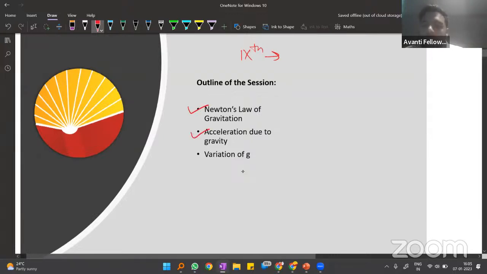Okay. Acceleration due to gravity. What is acceleration due to gravity? What actually is it? How does the value of g come out to be 9.8 meters per second squared? We are going to see that. And how that g varies, meaning in what conditions the value of g changes. So is that clear?